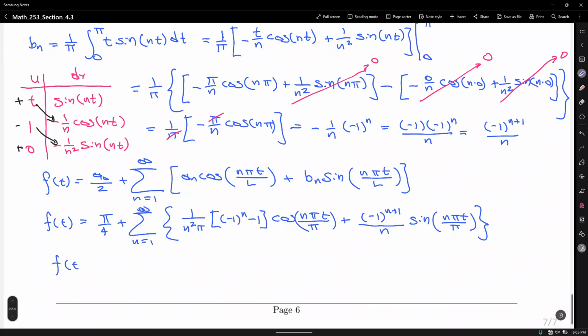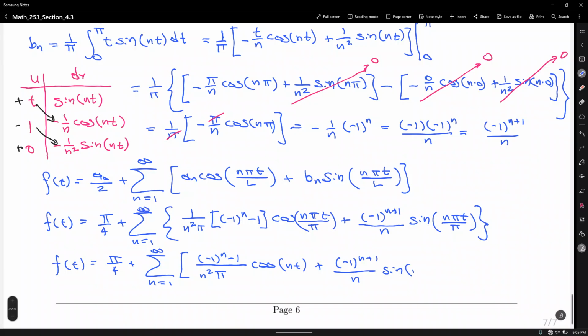So that'll be f of t equals pi over 4 plus sigma n equals 1 to infinity of bracket negative 1 to the n minus 1 over n squared pi cosine nt, plus, what's next, negative 1 to the n plus 1 over n sine of nt. We're not done yet. We need to box our final answer, right? Yes.